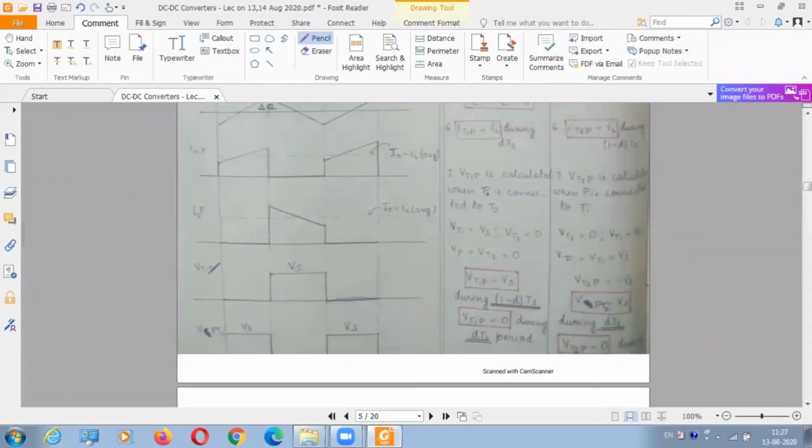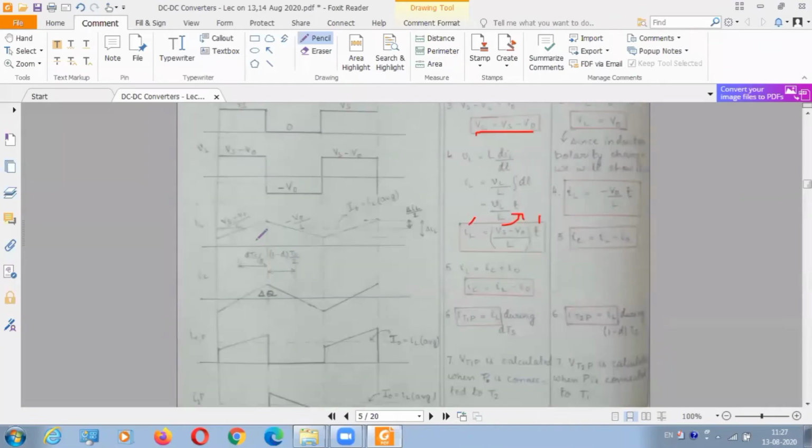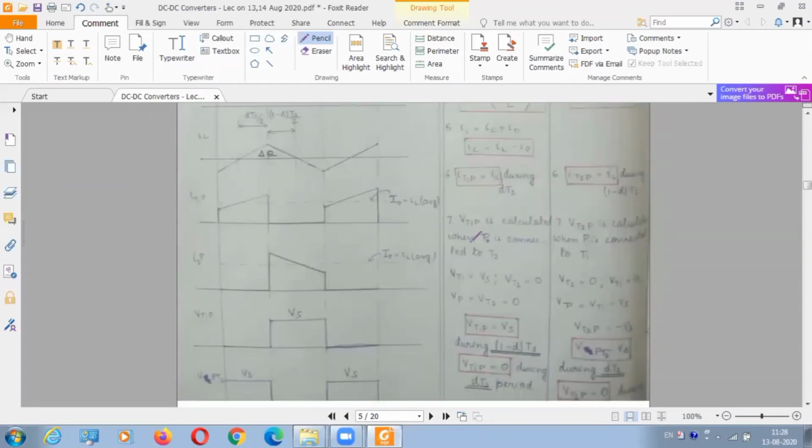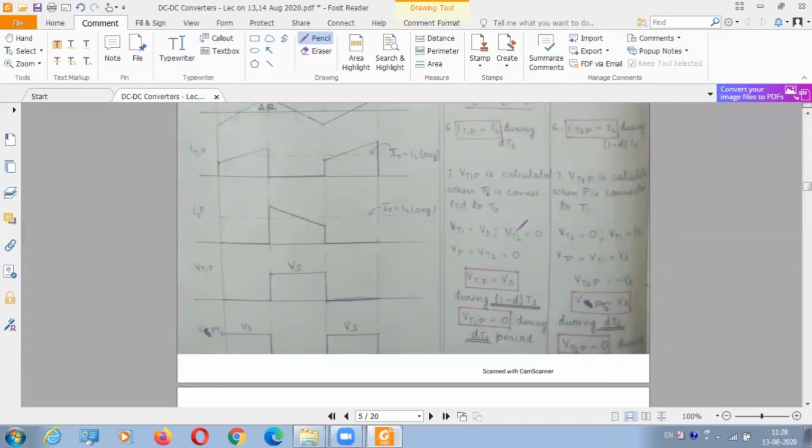Next, VT1P. What is VT1P? Now, T1 and P point are shorted with one another, so you know this T1 and P will have the same potential. So if you find out VT1P, it will be 0. Correct? If you are having doubt, please stop me and ask me. T1 is connected to Vs and T1 and P is short circuited, so P and T1 will have the same potential. If you calculate VT1P, you will get Vs minus Vs, that is 0. So you will get VT1 is equal to Vs, VT2 is equal to 0.